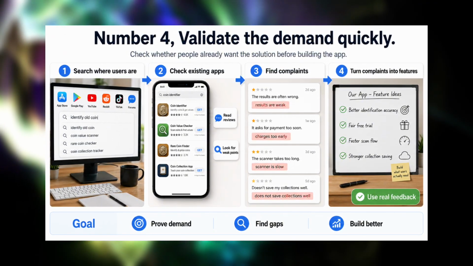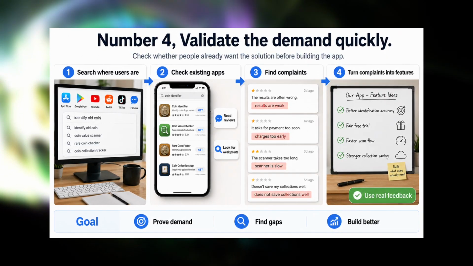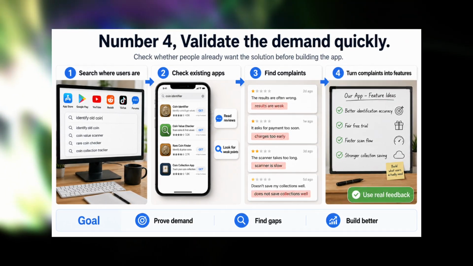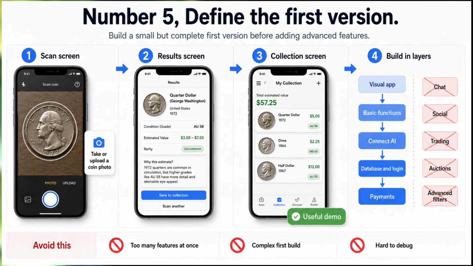You are not trying to prove that nobody has done it before. You are trying to prove that people are already using similar apps and still have problems that can be solved better. Number 5, define the first version.